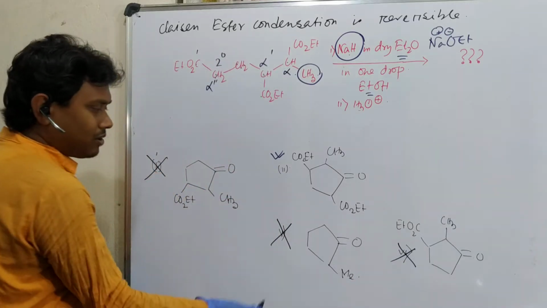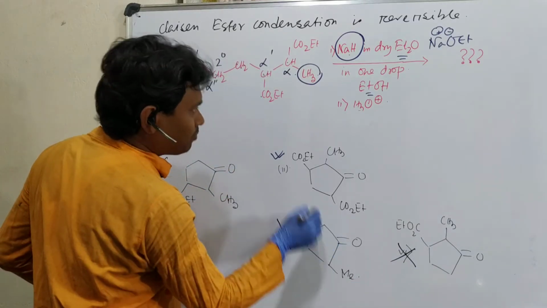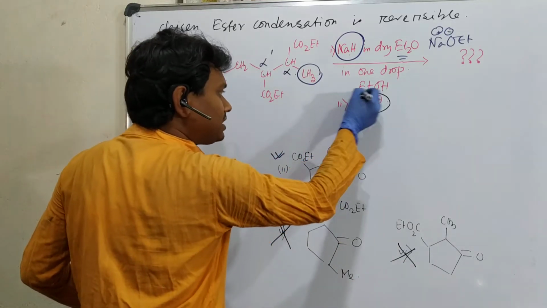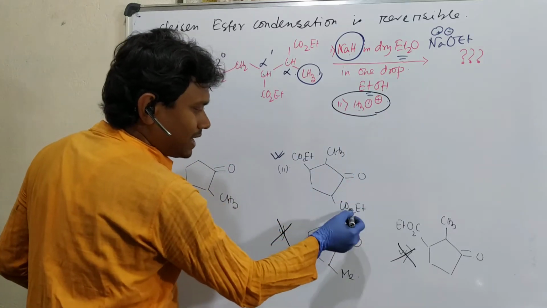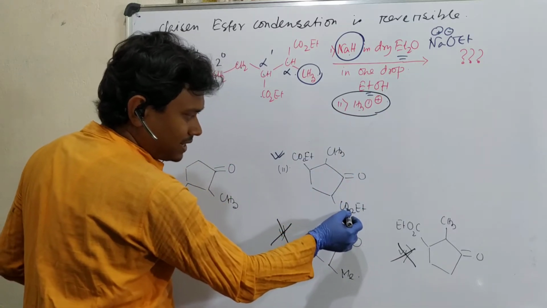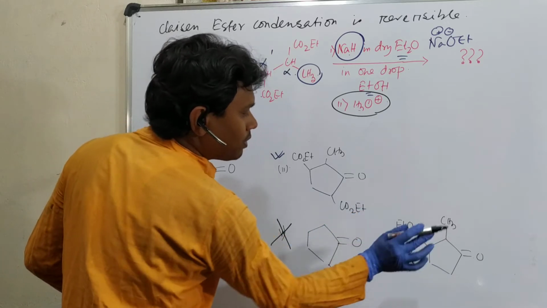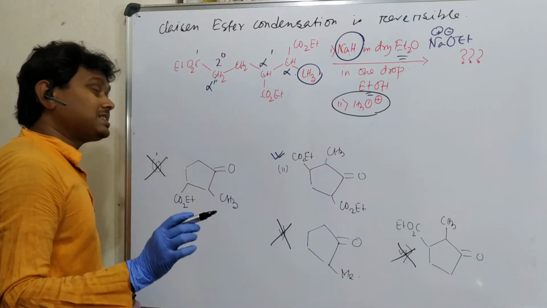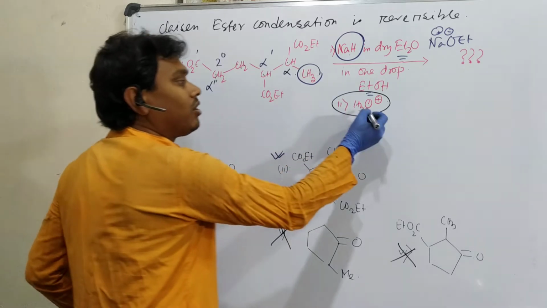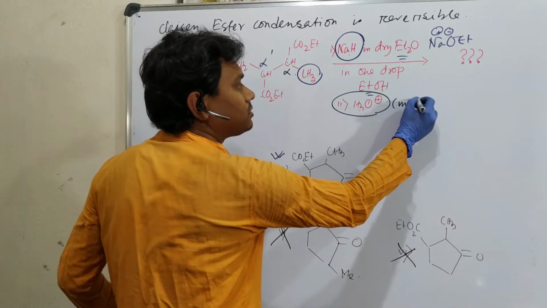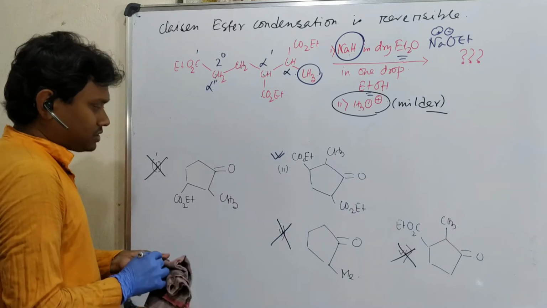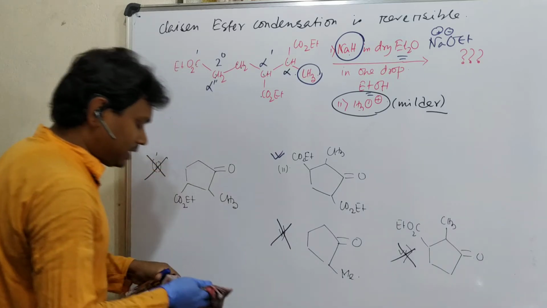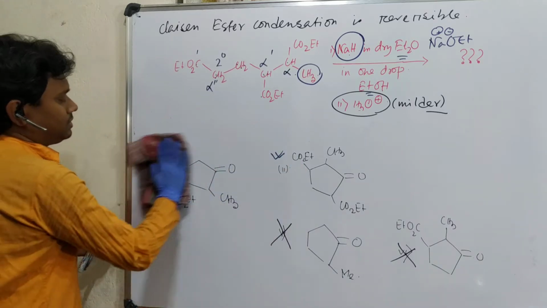Now the question: how about this one? This is a 1,3-dicarbonyl compound, but don't be confused that there is one acidification. It means this ester will be hydrolyzed to produce this compound. No, because extra hydrolysis needs drastic conditions, and this is a milder condition. So this proves that such steps will not occur, and ultimately the reaction results in this.